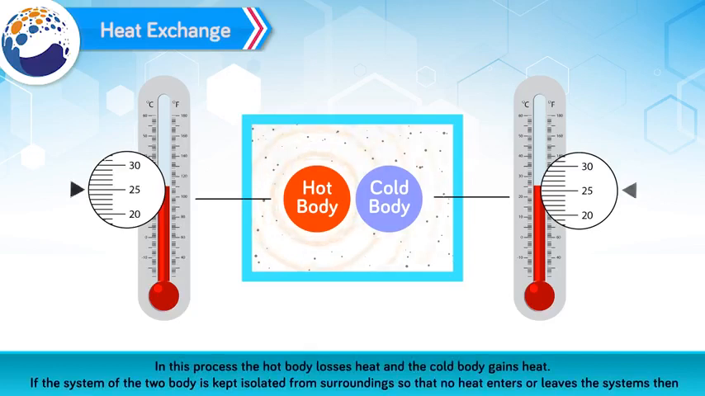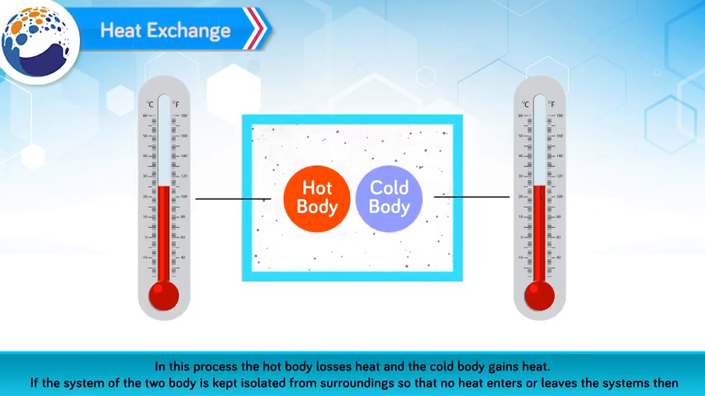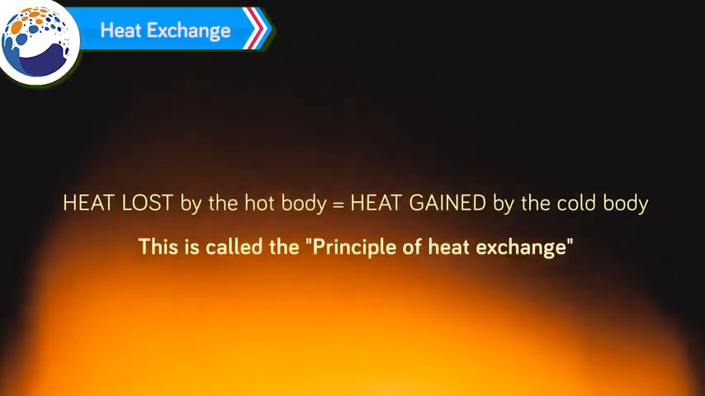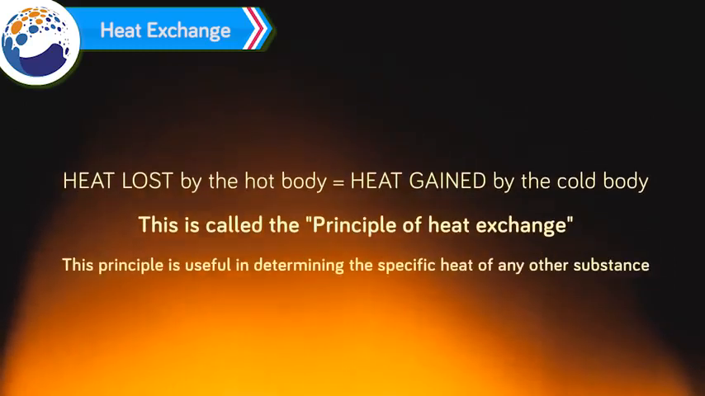In this process, the hot body loses heat and the cold body gains heat. If the system of the two bodies is kept isolated from surroundings so that no heat enters or leaves the system, then heat lost by the hot body equals heat gained by the cold body. This is called the principle of heat exchange. This principle is useful in determining the specific heat of any other substance.